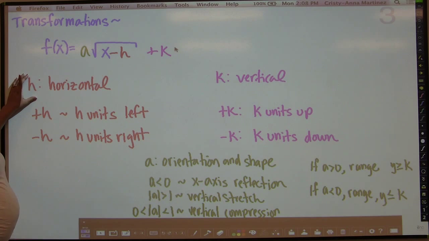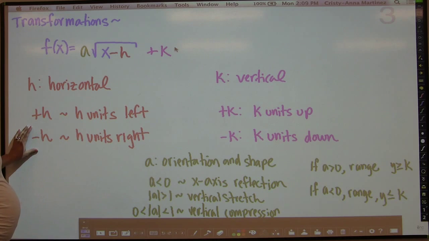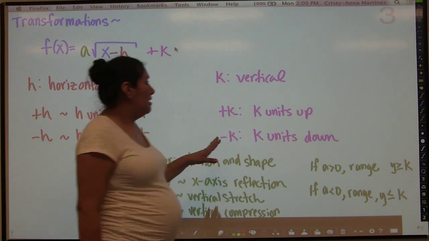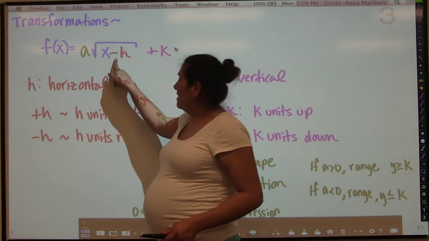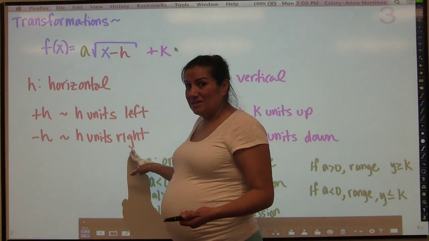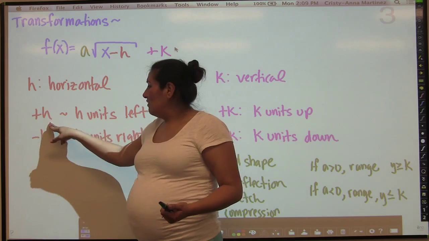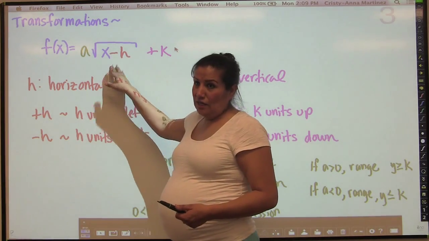The H represents the horizontal transformation. So basically, if you have a plus H here, then that means you're going to move the graph H units to the left. If you have a minus H, you're going to move it H units to the right. Please notice that when you see a minus H, it actually goes to the right, which is the positive side. And when you have a positive H, it moves to the left, which is the negative side. That always happens with the H, okay?